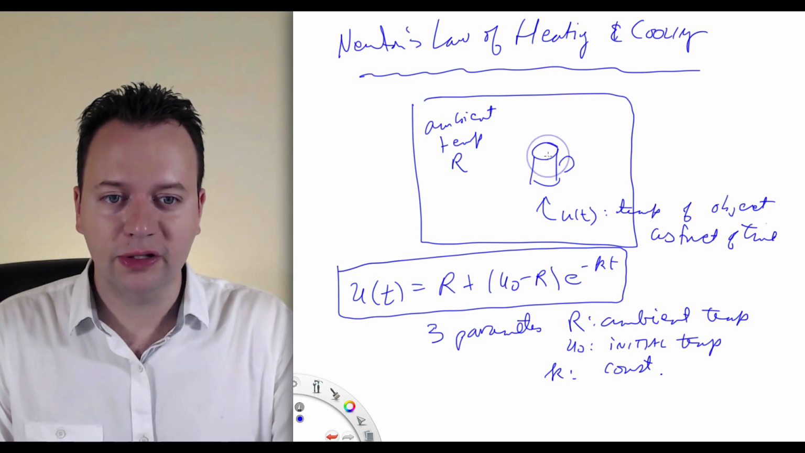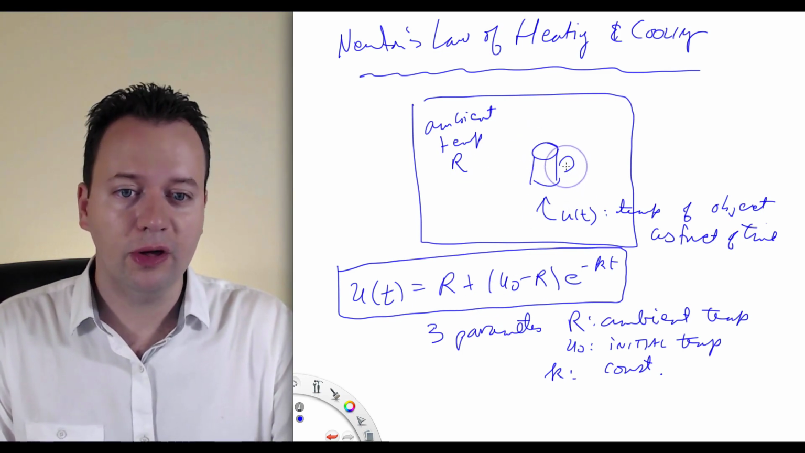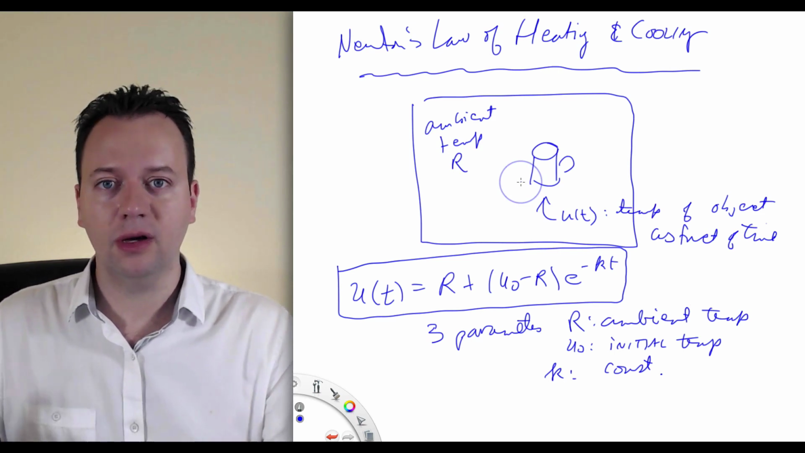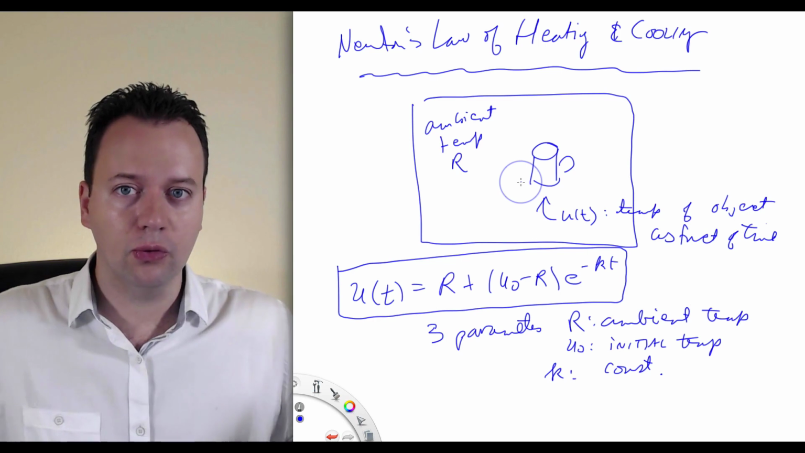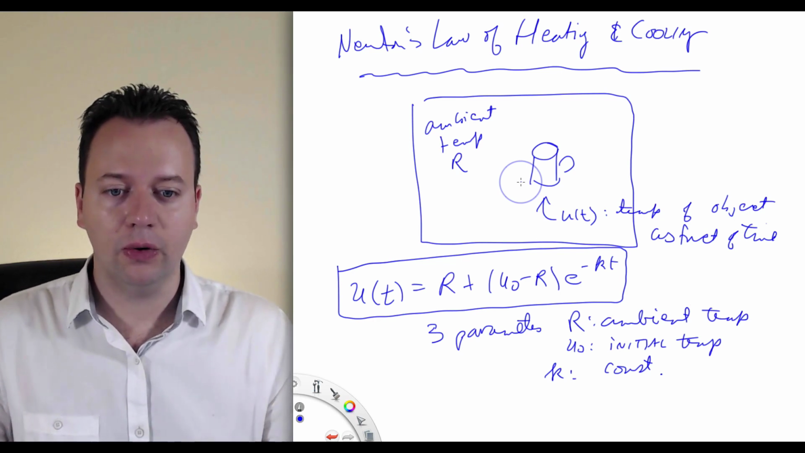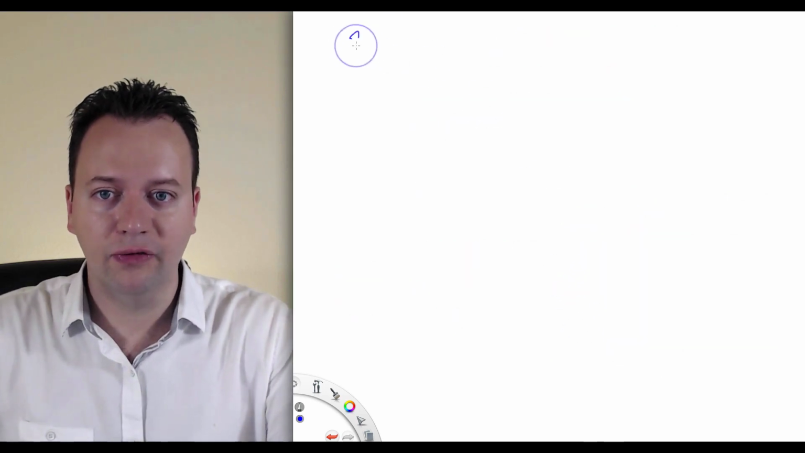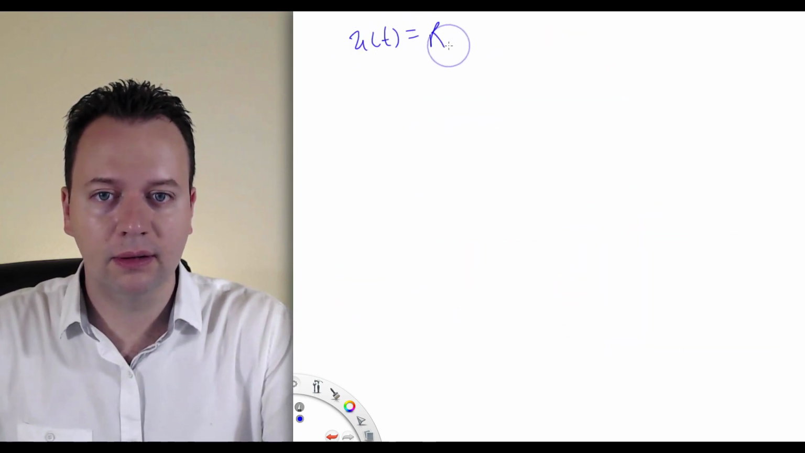This could be more than just a cup of coffee cooling down in a room. It could be a frozen turkey heating up in an oven, for example. So any object that initially has a different temperature than the surrounding room, this equation can describe that. So let's look at it in terms of function transformations.